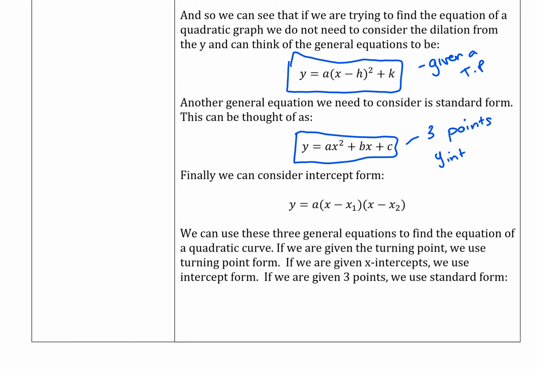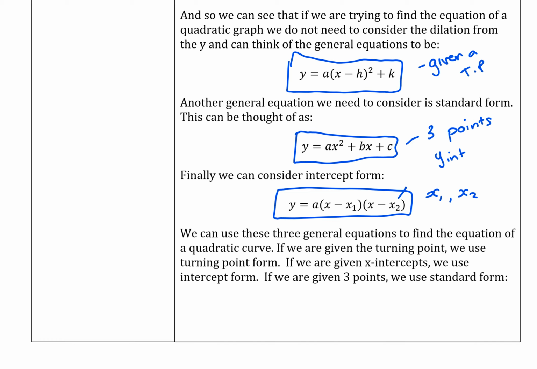Finally, I could consider my intercept form. If I know what the two x-intercepts are, that is, x1 and x2, then I'd only need one other point in order to find a. So it's important that we're able to recognize the standard forms, as this will save us a lot of time.